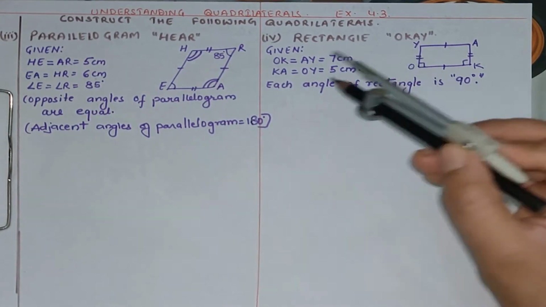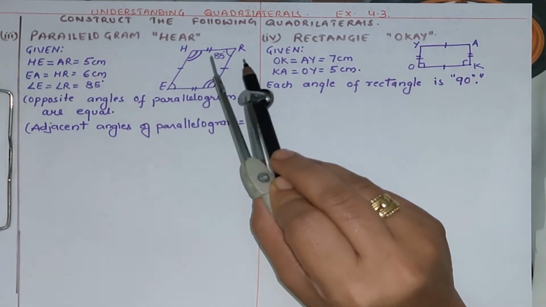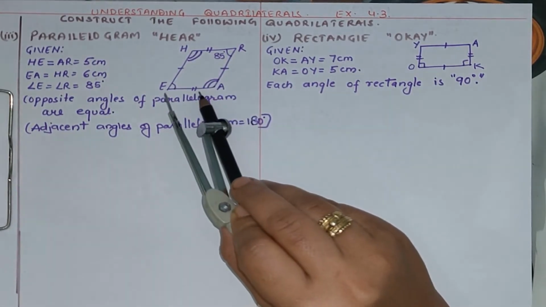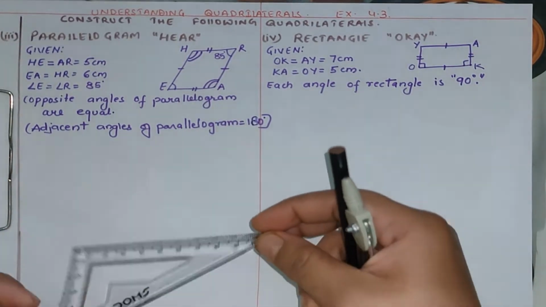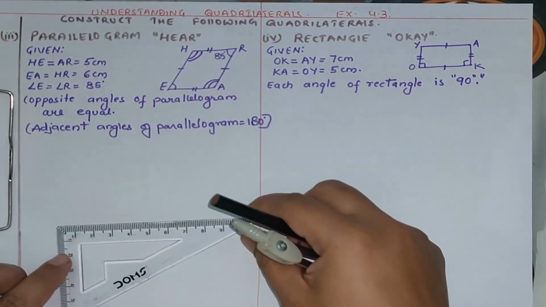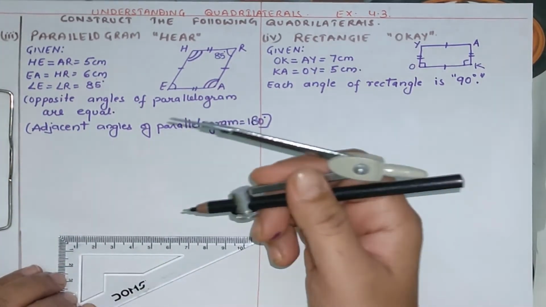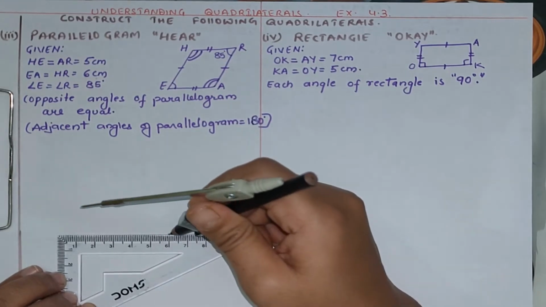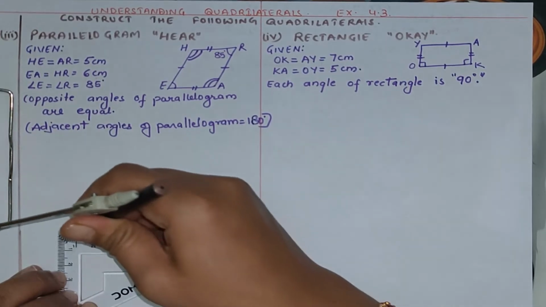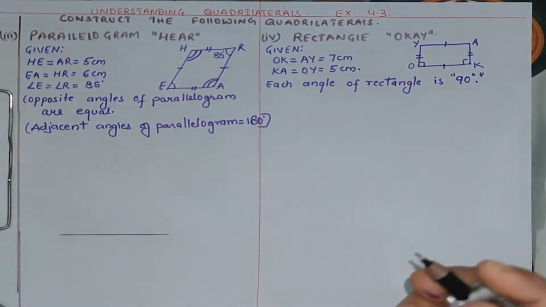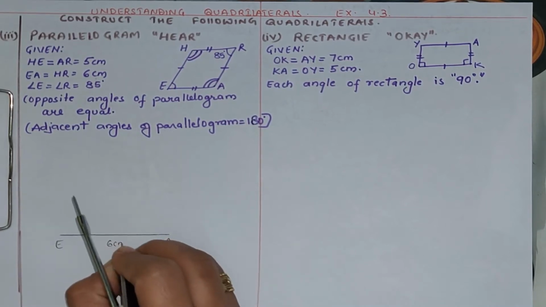Earlier also I told you that you have to make a rough figure of it. After making the rough figure you will have a rough idea how to do the construction fast. So let's start. I am going to take my base side EA, which is equal to 6 centimeter. Here I am going to draw a 6 centimeter line segment. It is EA, 6 centimeter.